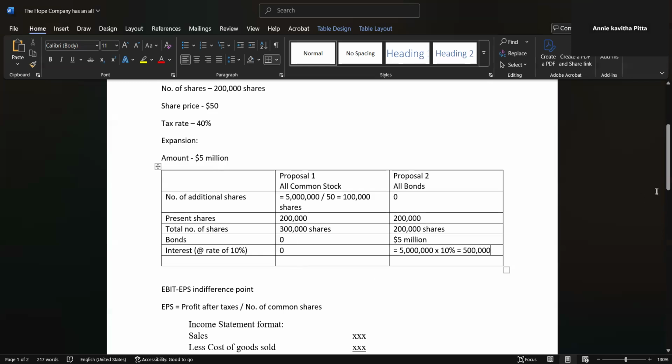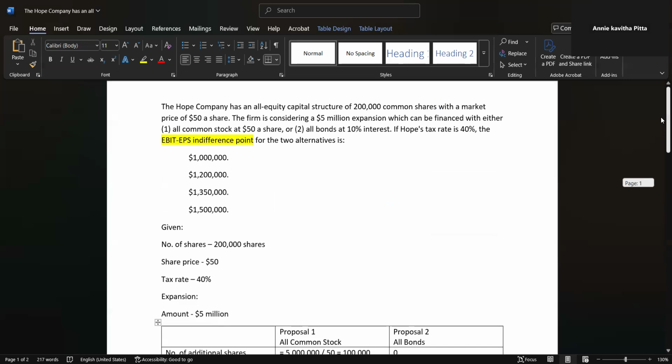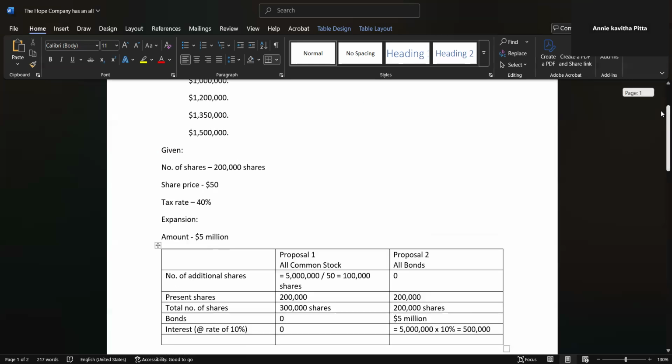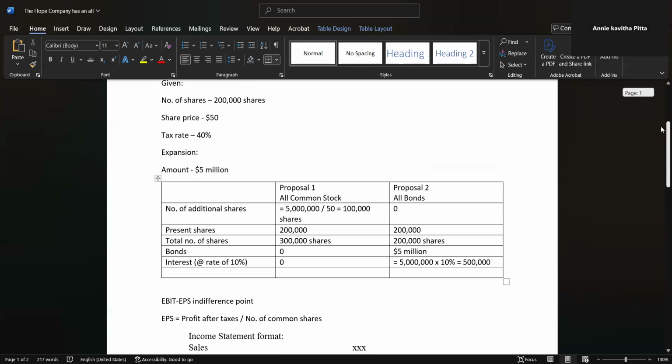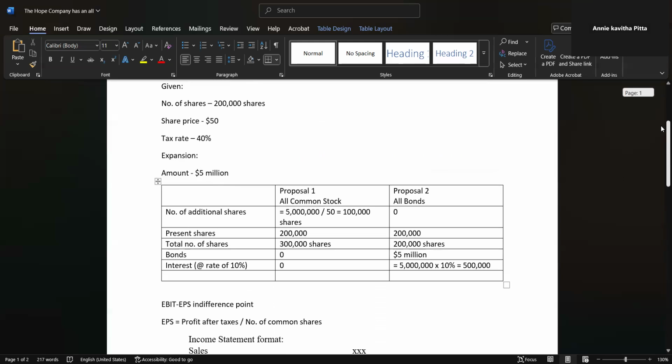So now let's take it up. What is the requirement? We are asked to find out the EBIT-EPS indifference point. Indifference point is a situation where, whether they follow proposal one or proposal two, there would be no difference.